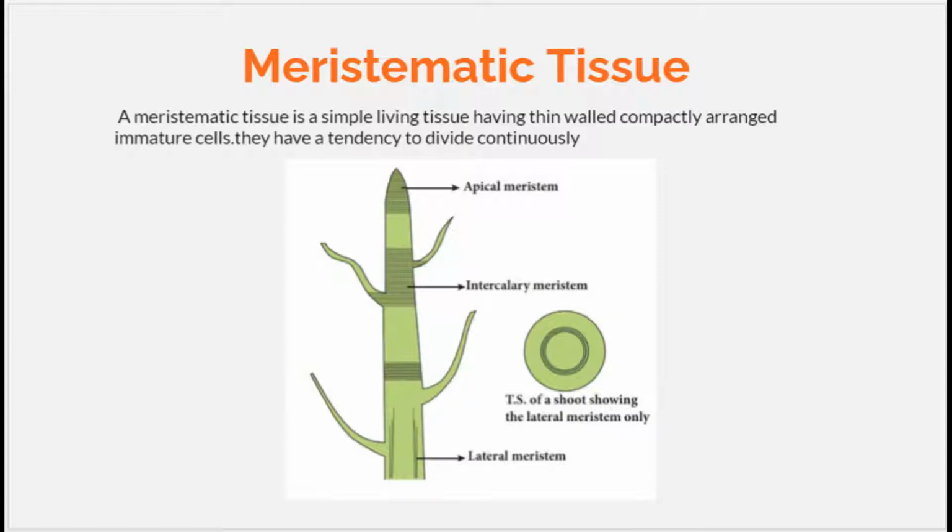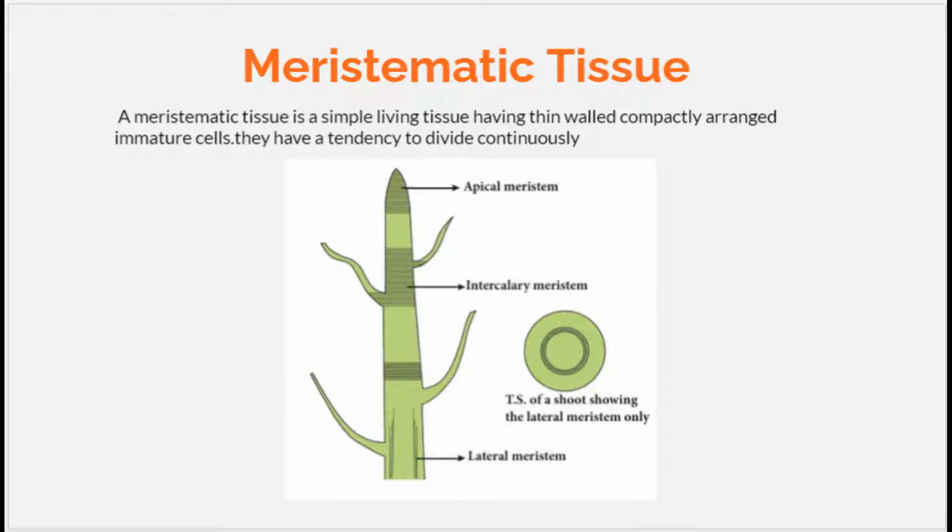So the first one is the apical meristem. The term apical actually explains itself. It is present in the growing tip of the stem and root. Note down, tip of the stem and root. That means in the tip region. Whenever we see a plant, when the branches are growing or the main shoot is growing, only on the tip portion and also in the root tip portion the apical meristems are found.